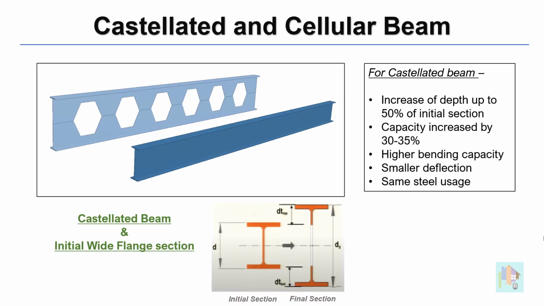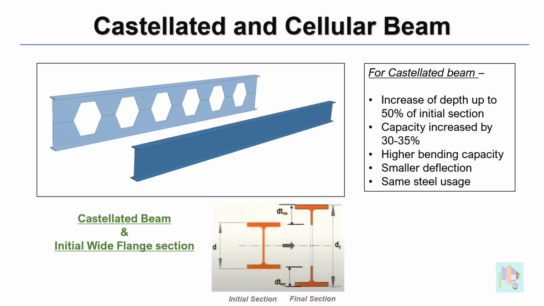These cellular beams are created from a hot rolled section and the final product has higher depth than the initial section. Normally, a cellular beam has 50% higher depth than the initial section, which means the bending capacity of the cellular beam is much higher with less deflection than the initial section without even using any additional steel. We just take a normal wide flange section, which is not adequate, and then distribute the steel in such a way that the final section has 30 to 35% more capacity than the initial section.